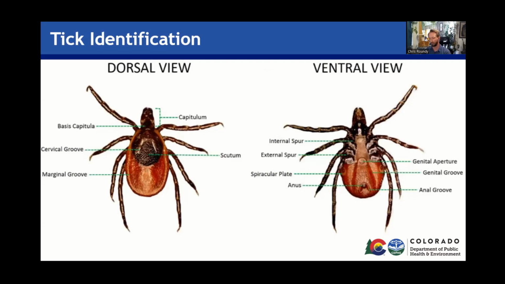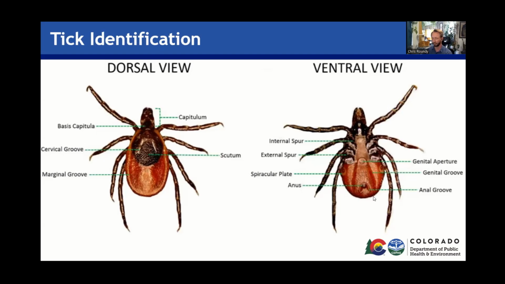Ixodes ticks transmit Lyme disease, which is the most common vector-borne disease in the US. Thank goodness we don't have Ixodes ticks in Colorado yet. We're on the lookout for them because, again, they're very good hitchhikers. They're expanding their geographic range. They will likely be here at some point in the future, and we want to catch them first before we see human cases of Lyme disease.